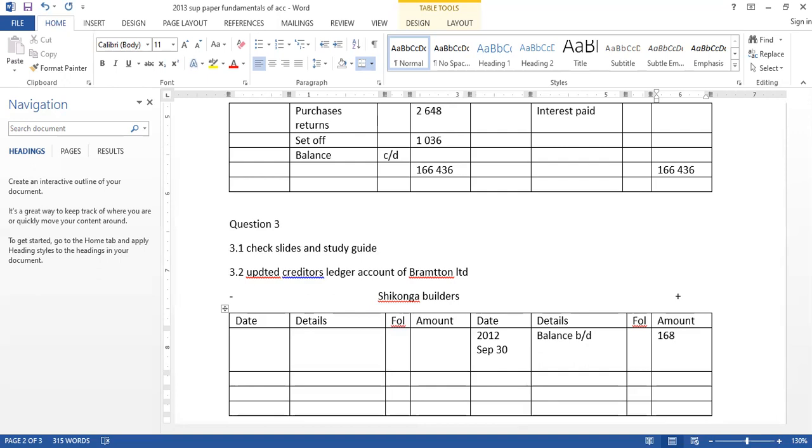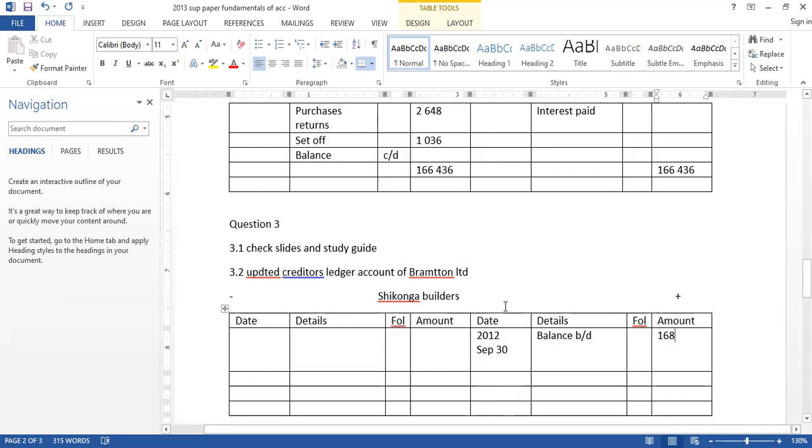Now, to get that balance, you will need to draw up an updated creditors ledger account, and it's drawn up at the end of the month, always. So at the end of September, you had to draw up an updated creditors ledger account. So all information will be recorded on the last day of the month, starting from the balance brought down. Okay, so now we are comparing our supplier statement and our creditors ledger. So all amounts that are appearing on the supplier statement but they are not appearing in the creditors ledger should be recorded in the creditors ledger.